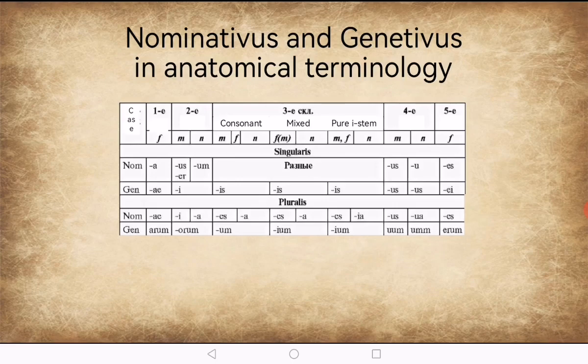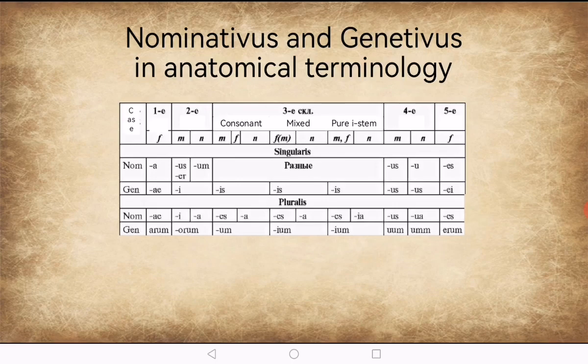Genitive singular for the second declension is the ending I. For example, musculus, musculi, of the muscle; cranium, cranii, of the skull.